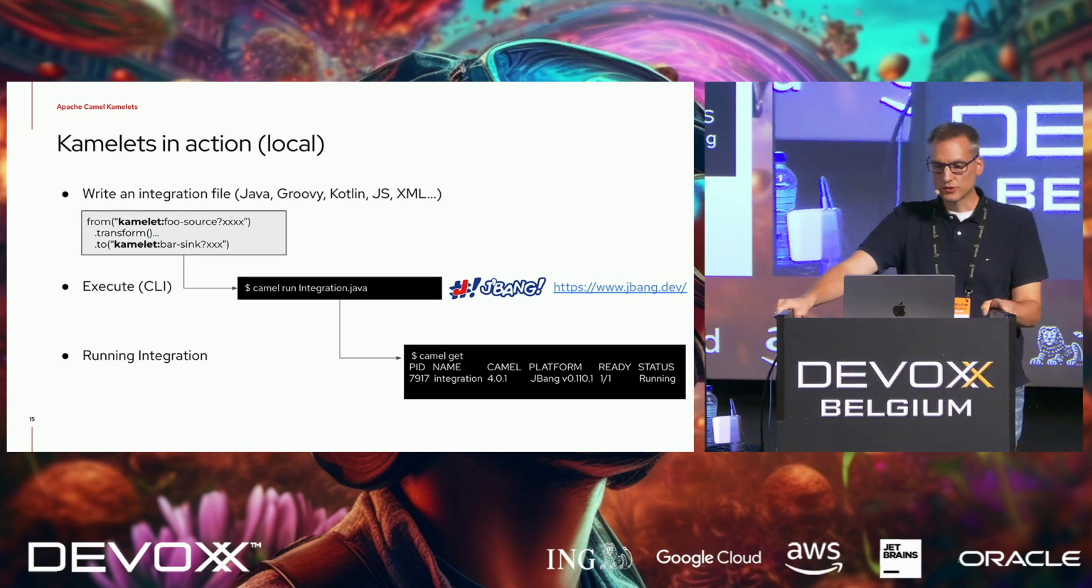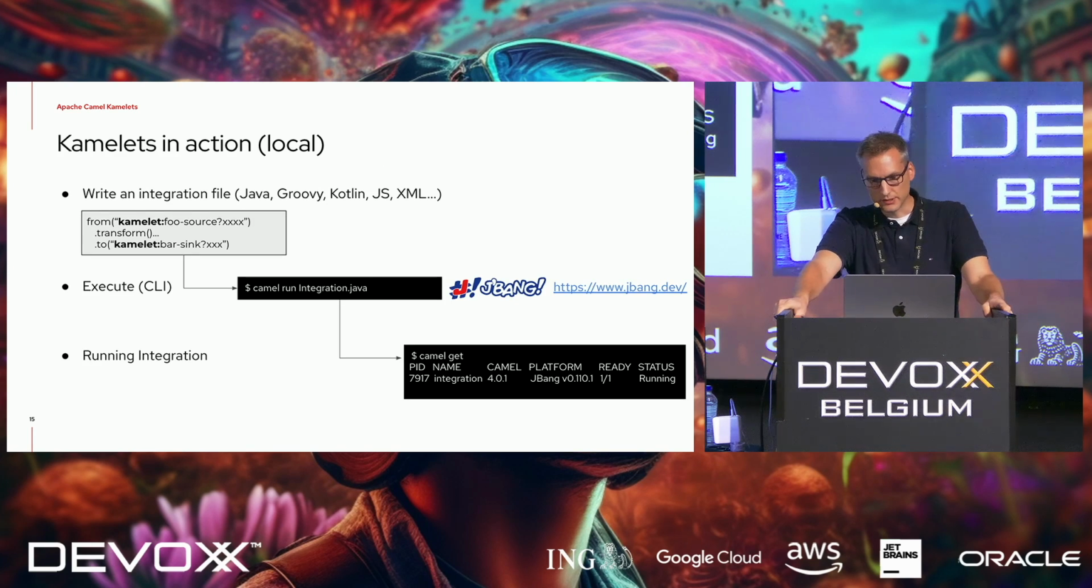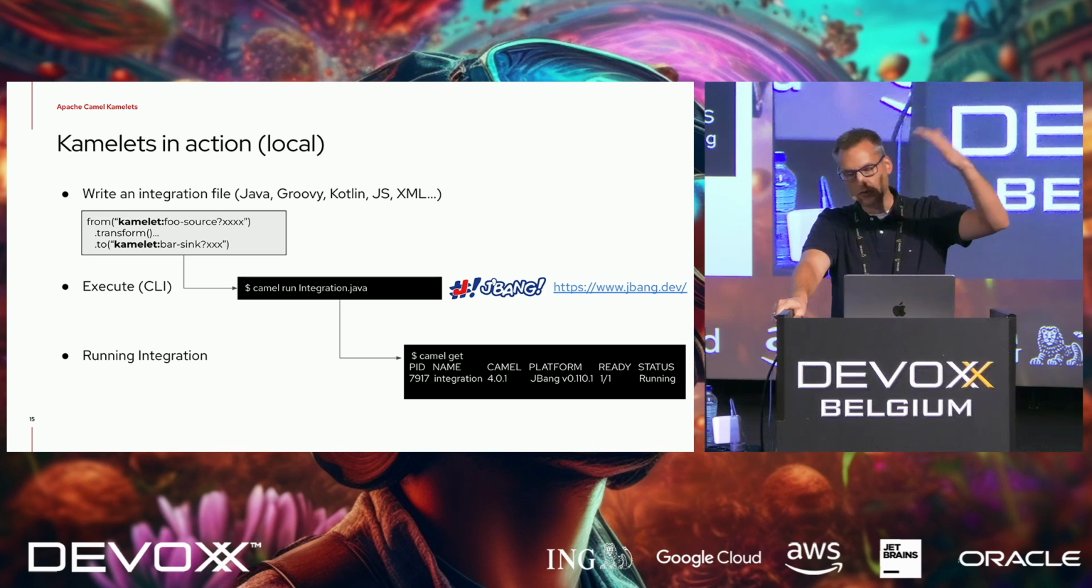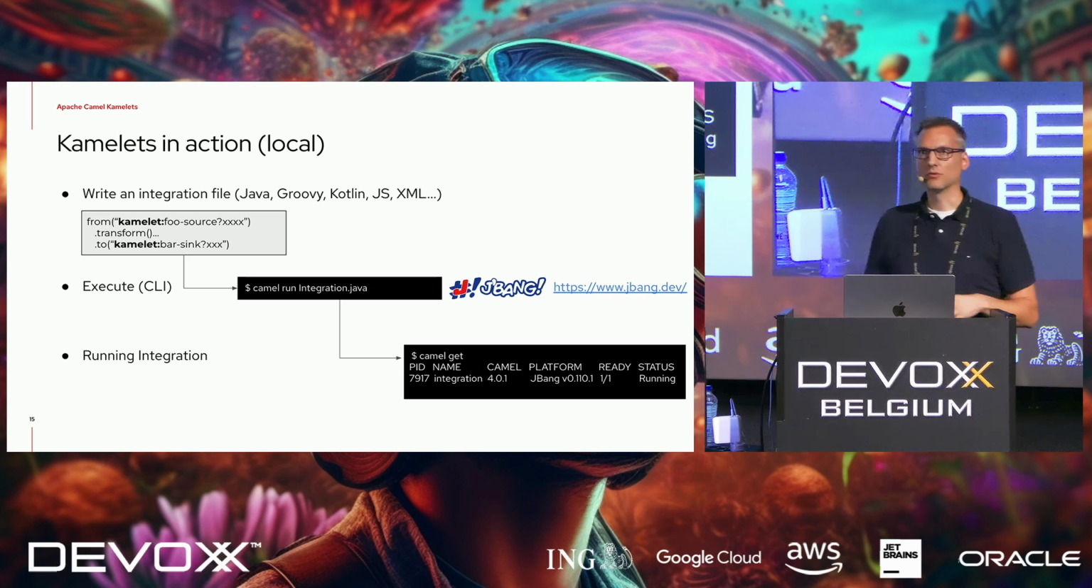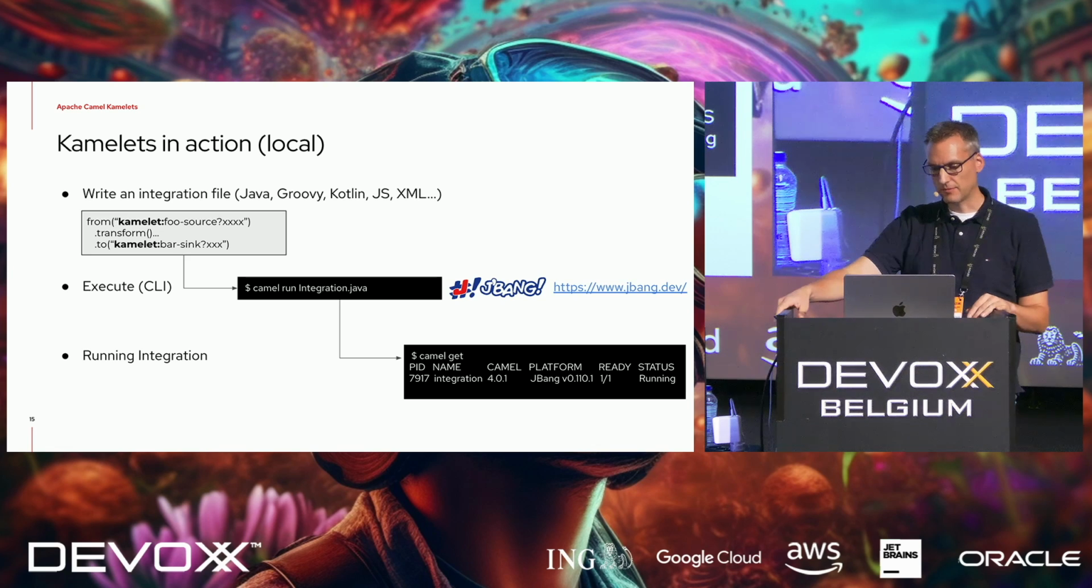So if you want to use Camelet, how can you do that? If you are familiar with Apache Camel and use the normal domain-specific language with the from and the to, you can just use the Camelet as a normal component. So one of these 300 components is also the Camelet component, so that you can just say from Camelet, say the name of the Camelet.